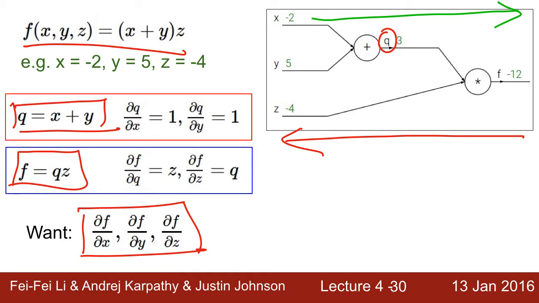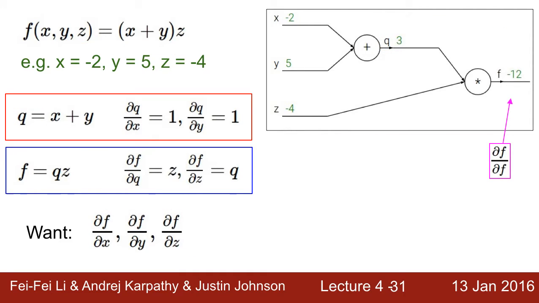We're first going to observe a couple of things. Locally, for this q thing, the partial derivative of q with respect to x is 1, and partial q by partial y is 1. And similarly for this last multiplication operation, if we think of it just as a function of 2 simple arguments, we have partial f by partial q is z, and partial f by partial z is q. So in general, these local partial derivatives might depend on some of the other inputs that we've seen.